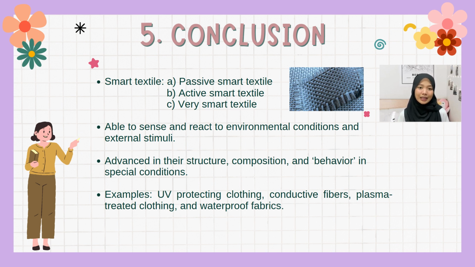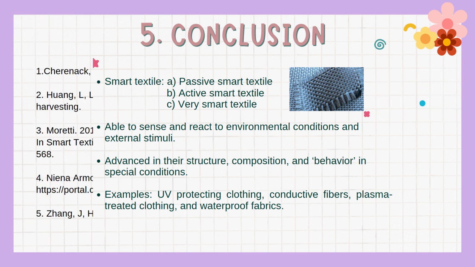Smart textile is very useful in medical products, such as dressings, where it is necessary for the healing process to provide a moist environment for wounds. Other examples of materials that use smart textile are UV protective clothing, conductive fibers, plasma sheet clothing, and waterproof fabrics.